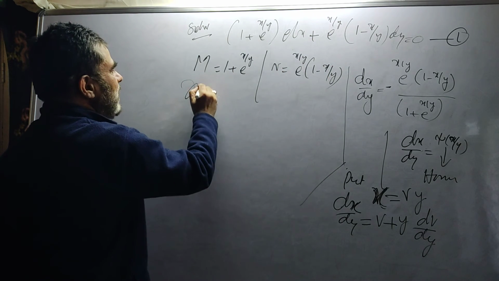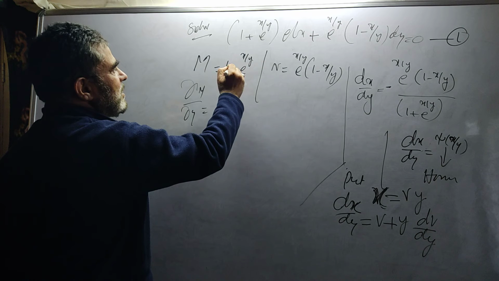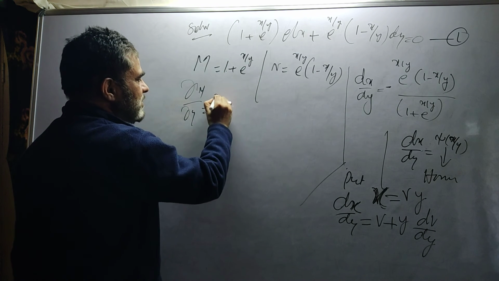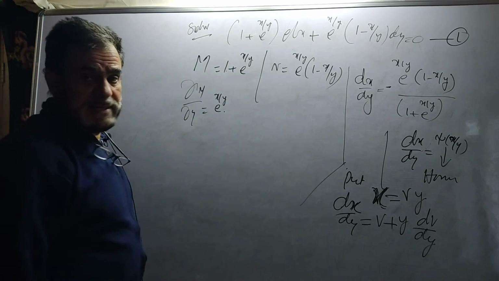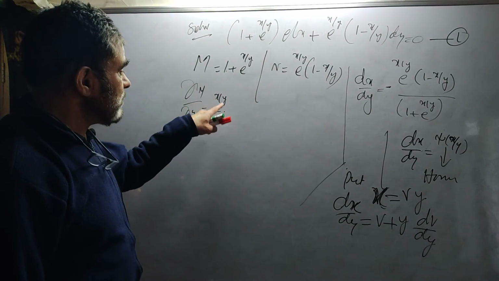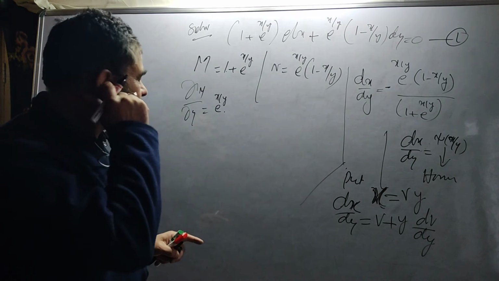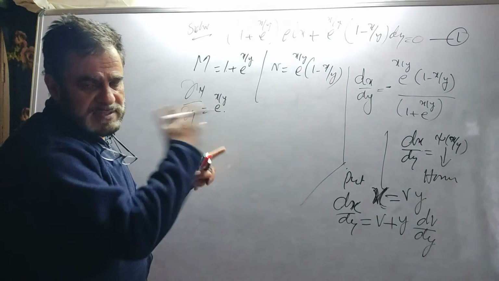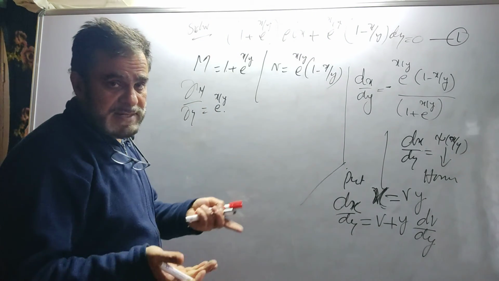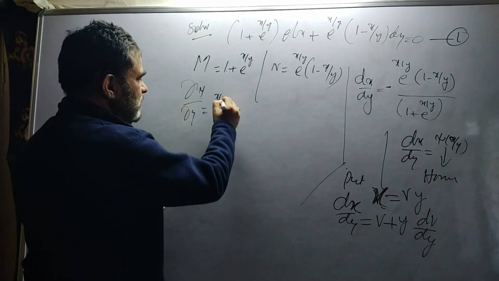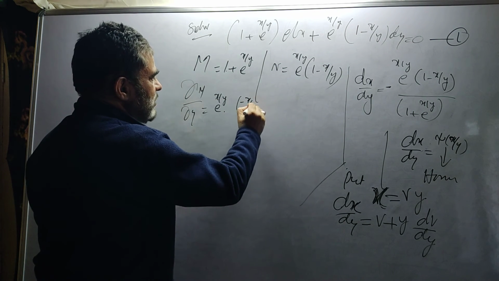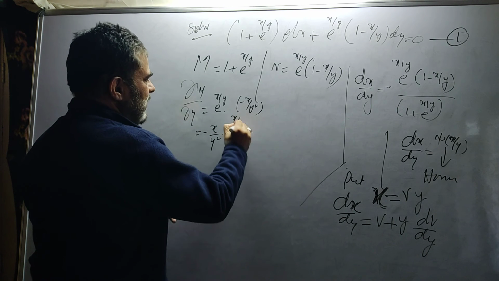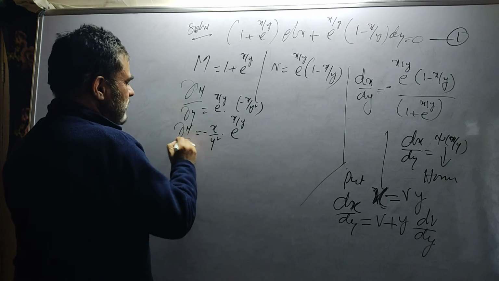You see partial of M with respect to y. It is an exponential function, e raised power x by y. Then differentiation of x by y with respect to y. What is that? Derivative of x by y with respect to y: x is a multiple constant, take it out. Derivative of 1 by y with respect to y is minus 1 by y square. So the derivative of x by y with respect to y is minus x by y square. So you get minus x by y square into e raised to power x by y. It is partial of M with respect to y.